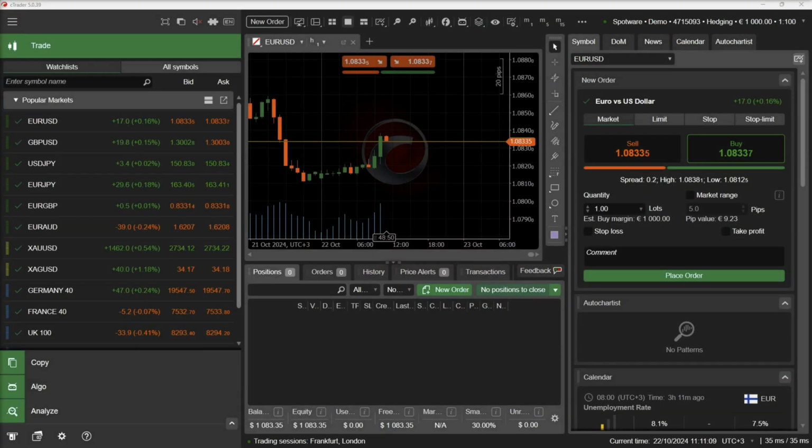cTrader Algo API allows you to draw several types of objects on the chart. One of the most used drawing objects in indicators is the rectangle. In this video, we will develop some sample indicators to demonstrate how you can draw rectangles on cTrader charts.